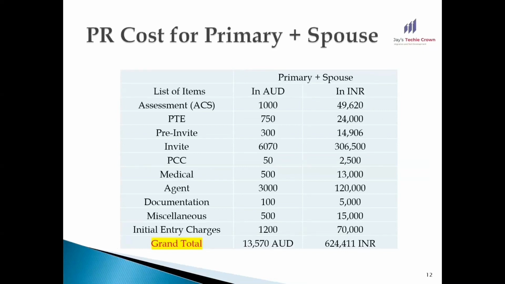If both the people are doing ACS, then there will be dual charges, and for PTE again there will be double the charge, and again for the invite there will be double the charge. So these charges increase to almost 13,570 Australian dollars, and in case of rupees it comes to around 624,000 in Indian rupees.